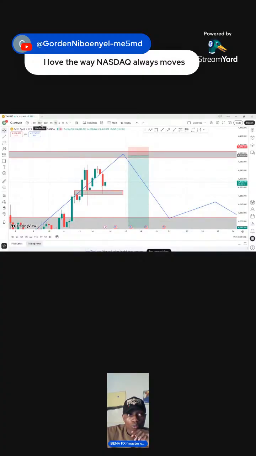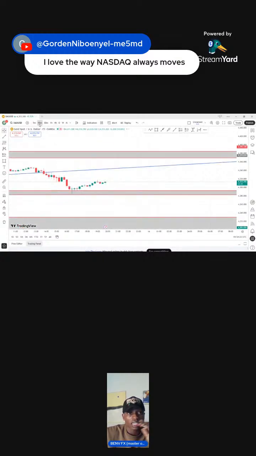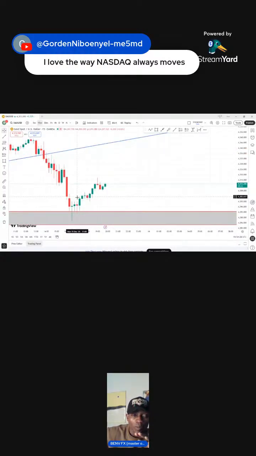All you need to do tomorrow is wait for the market to give you a W pattern on the 15-minute time frame, or a bullish engulfing candle on the 15-minute time frame, and you enter your trade for a buy. Then give your trade a breathing space and you see the results. That's just my secret, that's just my strategy.